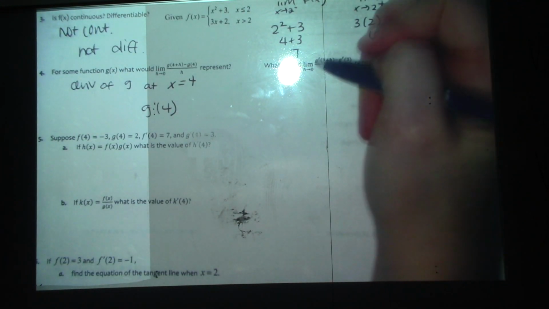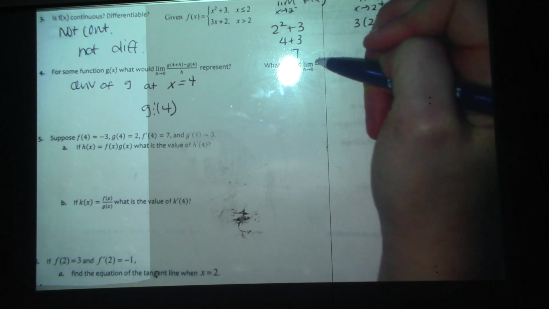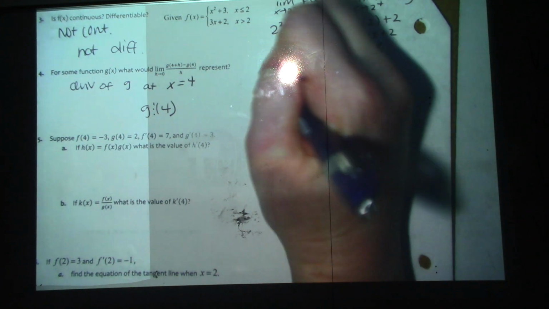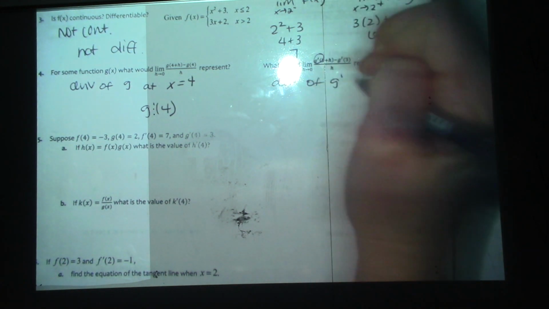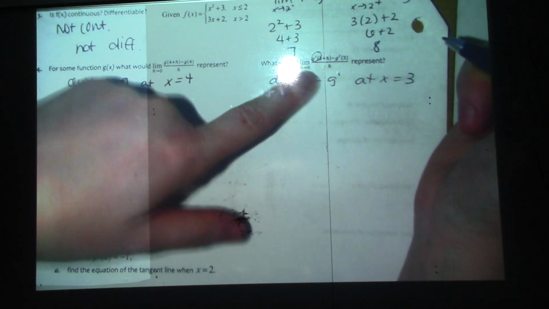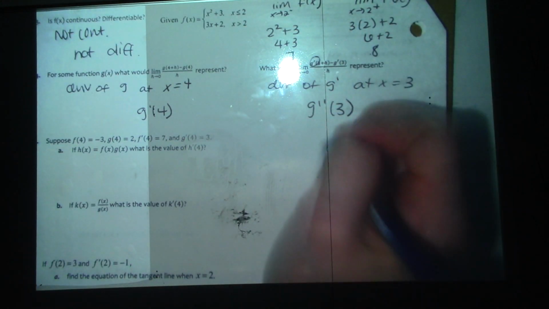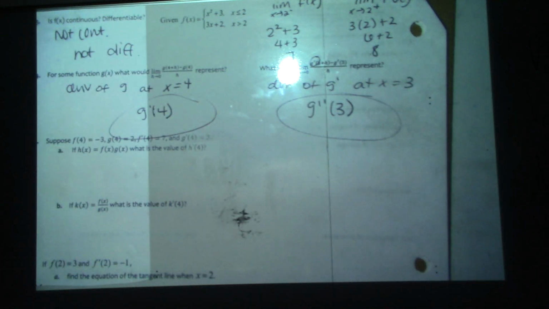Here, this is not the derivative of g, because it's actually the derivative of g prime. So this is the derivative of g prime at x equals 3. So when we're finding the derivative of g prime, that's just g double prime at 3. So that's all I was looking for there, recognizing what those would mean.